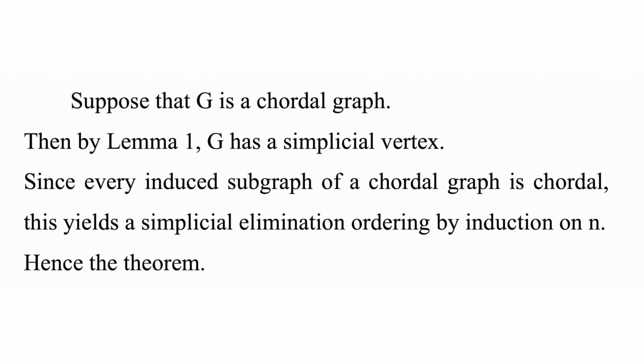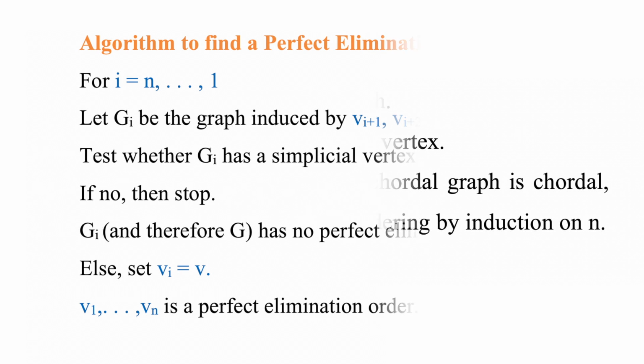Conversely, suppose that G is a chordal graph. We are assuming G is a chordal graph. Then, by lemma 1, that is the lemma we proved now, G has a simplicial vertex. Since every induced subgraph of a chordal graph is chordal, this yields a simplicial elimination ordering by induction on n. So, we prove the theorem.